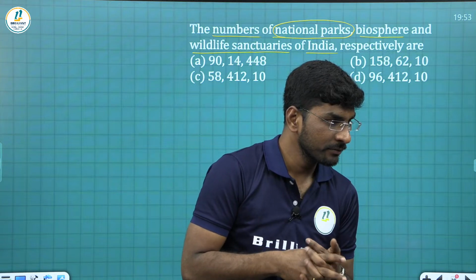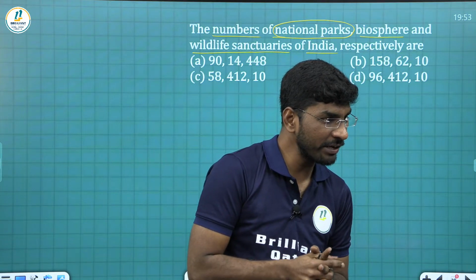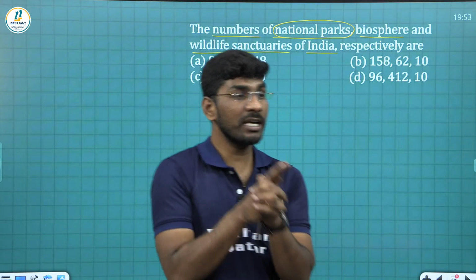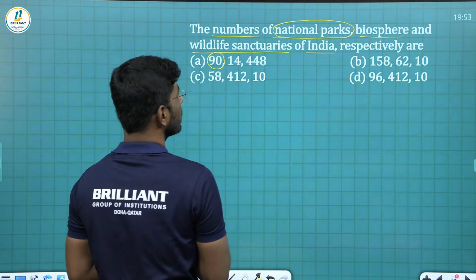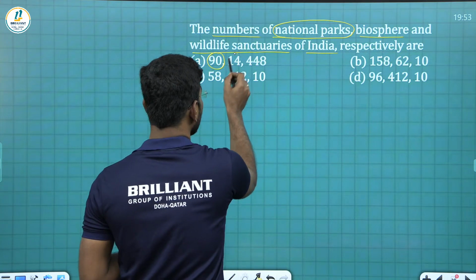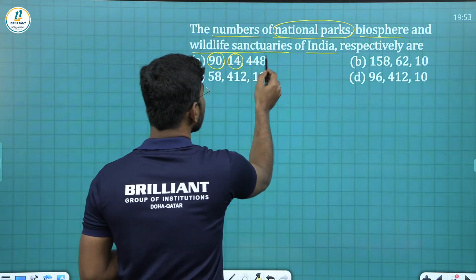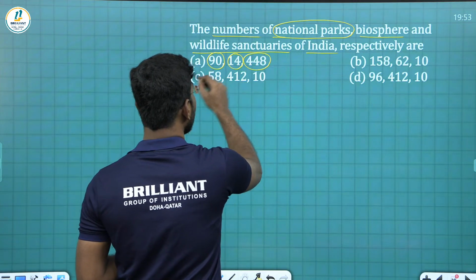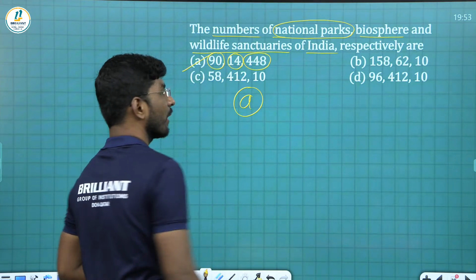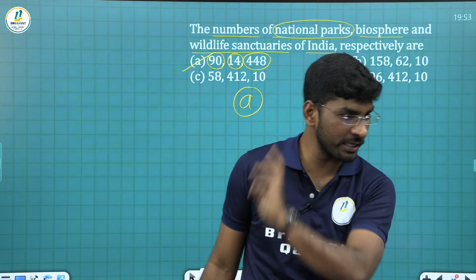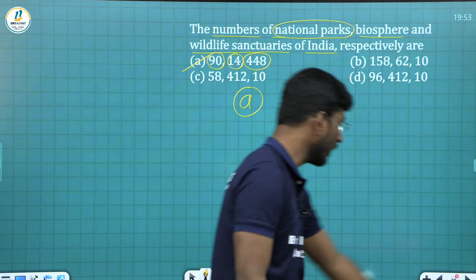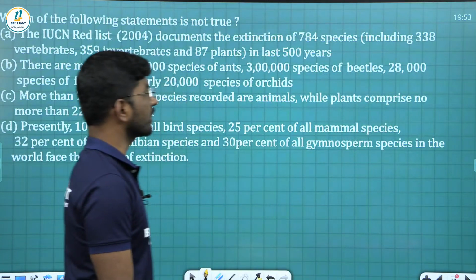Try. Rohan, good, very good. Ridya, good. National parks, according to NCERT, what is given? 90 national parks. Biospheres are 14. Wildlife sanctuaries are 448. So the answer must be A, right? Yes, 90, 14, 448. The correct answer is Option A.